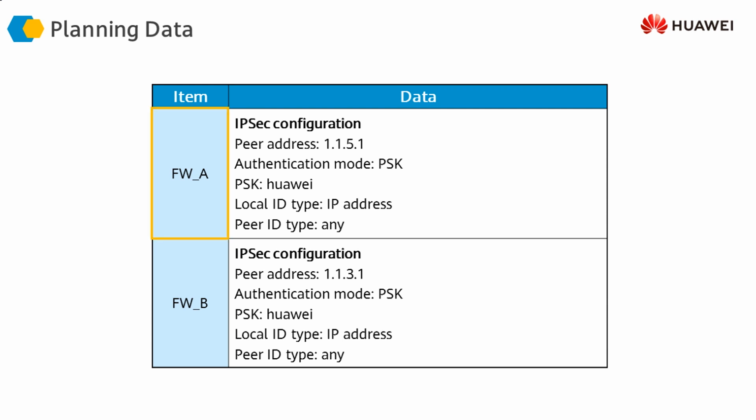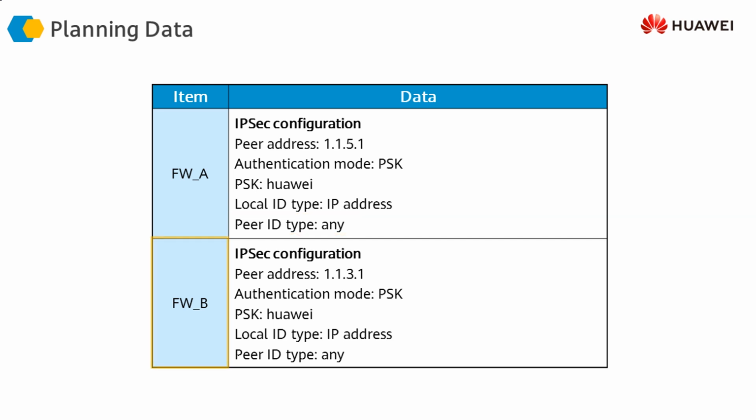Firewall A is going to have these configurations. As you remember, the IP address of firewall B is 1.1.5.1, so firewall A is going to be given that peer IP address. The authentication mode is going to be PSK, or pre-shared key, and the value of the pre-shared key is Huawei, just like a password. This is the key that we are going to use on both sides. The local identification is going to be based on IP address, and the peer identification can be any, but generally if we know the IP address on both sides, we use IP address as identification on both sides.